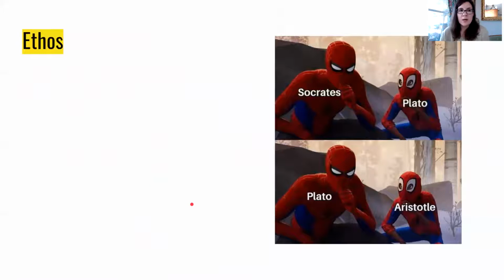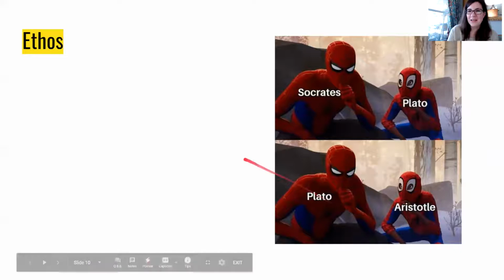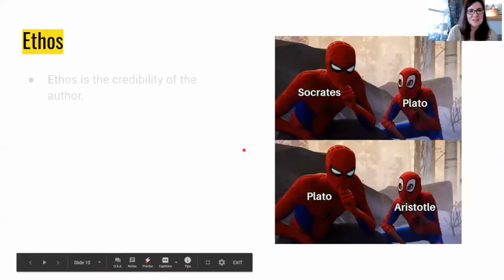So let's talk more about ethos. I have this meme here of Spider-Man. So Socrates taught Plato, and then Plato taught Aristotle. So we're talking about Aristotle today. It's important to know that he's part of a long tradition of some really famous and important philosophers.